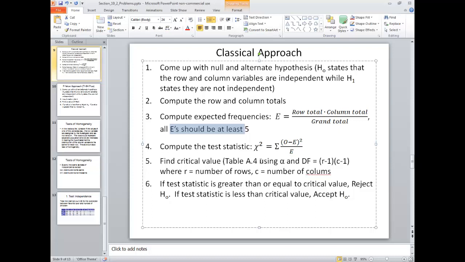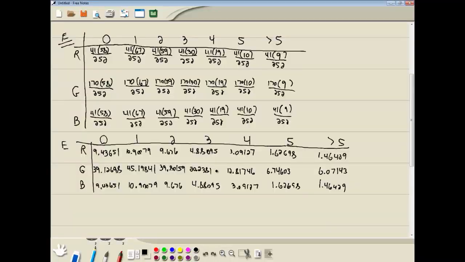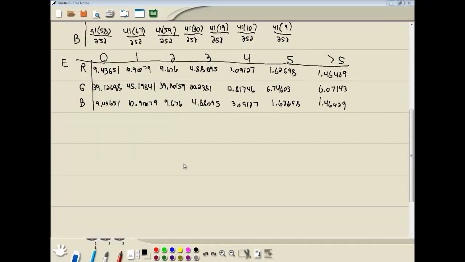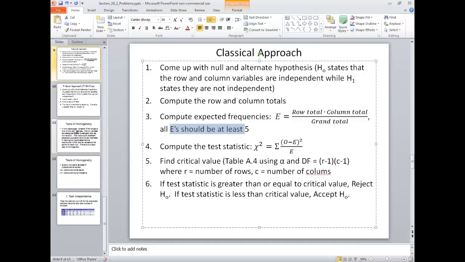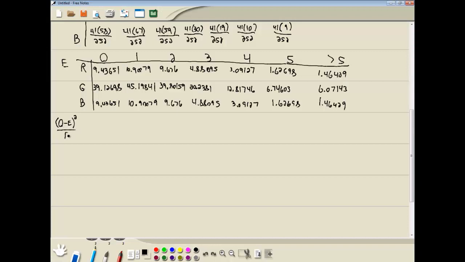I'm not going to sit there and do all these. I'm going to use Excel. I don't want to sit there and do all that, but I will write the first one so you see the setup on it. Okay, so our next table here is going to be observed minus E squared divided by E.